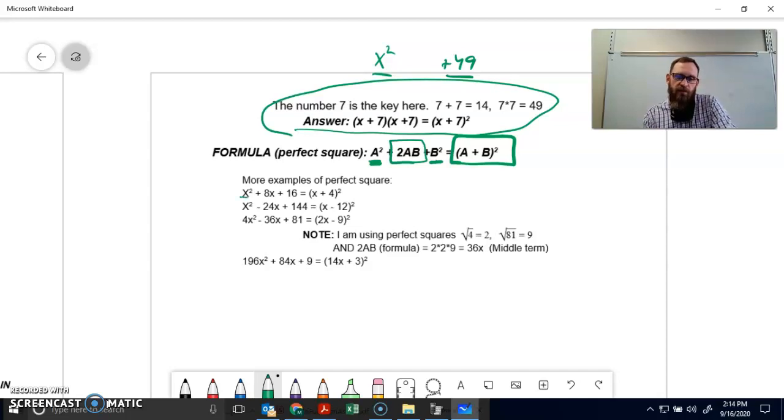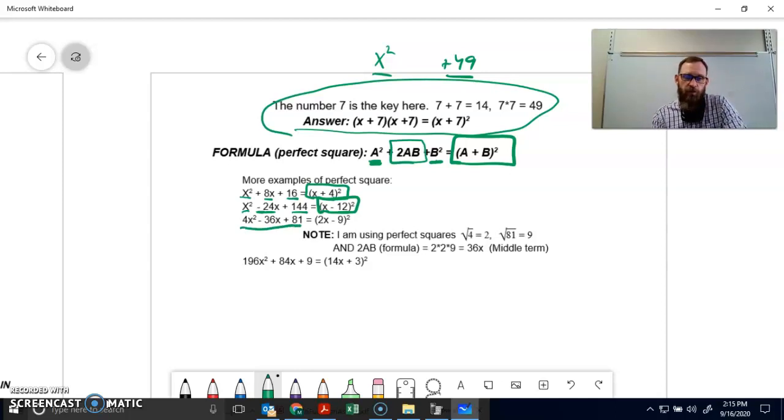So when I look at this, x squared and 16, those are perfect squares. X plus 4, because 4 plus 4 makes 8, 4 times 4 makes 16. So the answer is x plus 4, the quantity squared. How about this one? X squared and 144, so 12. Notice the minus sign though, so it needs to be x minus 12, the quantity squared. And doesn't that work? 12 plus 12 is 24. 12 times 12 is 144.